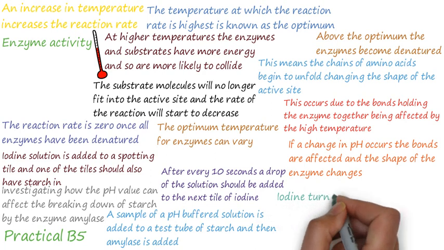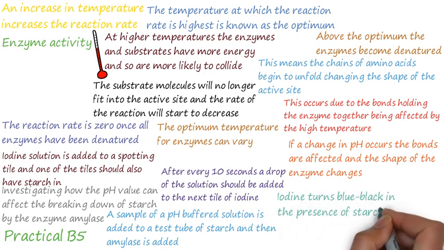This can be repeated for each pH solution. Iodine turns blue-black in the presence of starch, but stays brown when all the starch has been broken down. You should see the progression from blue-black to brown the longer the reaction is left for. The optimum pH solution can be seen by looking at how quickly the iodine changes using each solution.